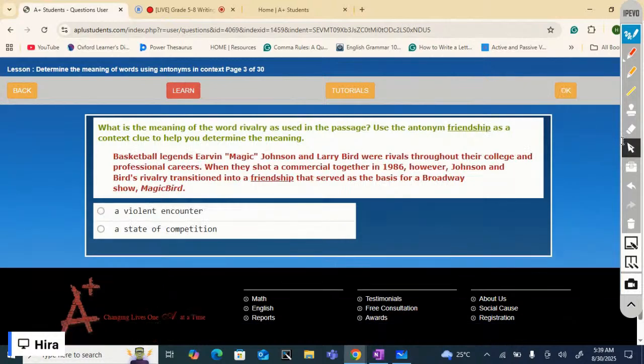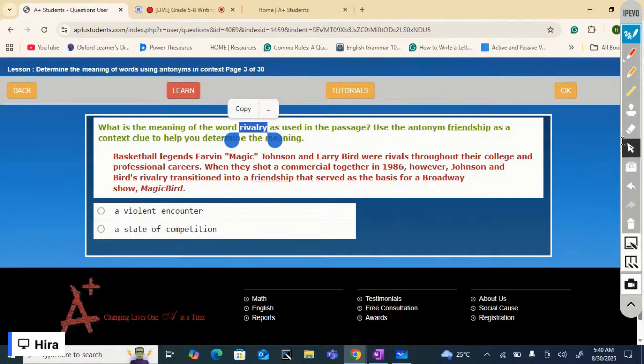What is the meaning of the word rivalry as used in the passage? Use the antonym friendship as a context clue to help you determine the meaning. Basketball legends Erwin Magic Johnson and Larry Bird were rivals throughout their college and professional careers. When they shot a commercial in 1986, however, Johnson and Bird's rivalry transitioned into a friendship that served as the basis for a Broadway show, Magic Bird.